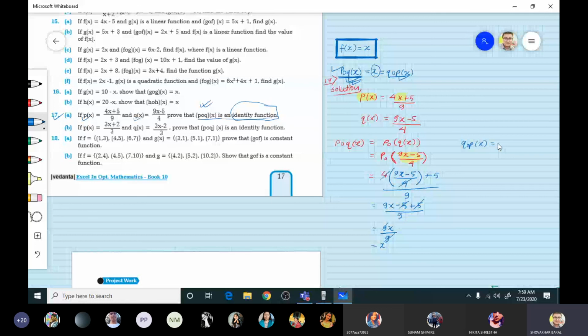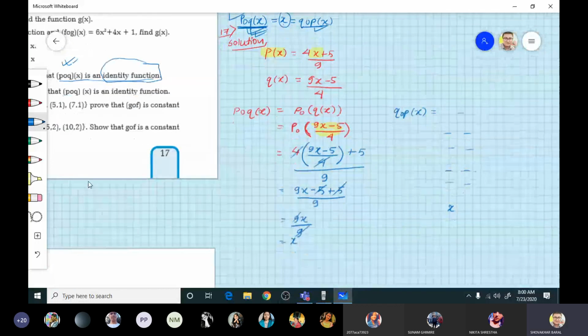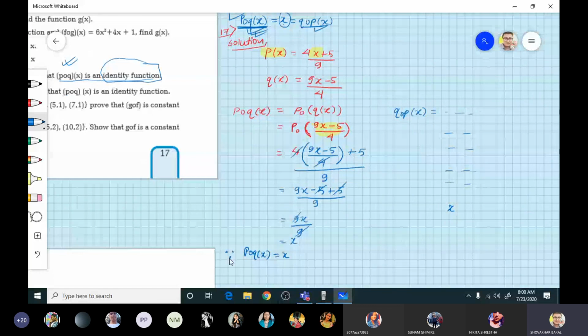I told you earlier that if the function is in the form p composite q of x equals x, then that function will be an identity function. You can write here, since p composite q of x is equal to x is equal to q composite p of x, the value of both came out the same. p composite q of x and q composite p of x both have the value x. Therefore, p composite q is an identity function.